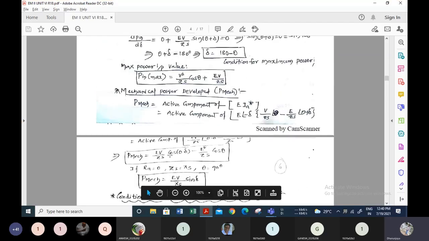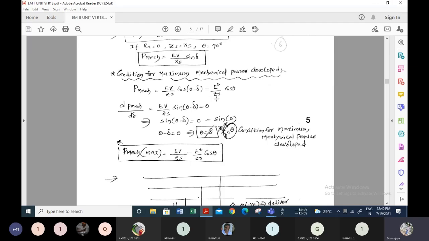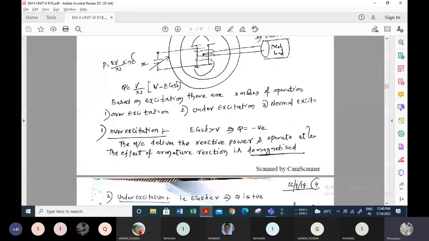And we have derived the expression for Q. What is the Q formula here? We have derived that Q equals V by X into (V minus E cos delta). And this component is responsible for reactive power. Also, if I want to change anything of this, I can change it by using the excitation. By changing the field supply, I am able to change the reactive power. So field supply is always proportional to the reactive power here. Now let's try to make use of this. What is the reactive power formula? Q equals V by X into (V minus E cos delta).